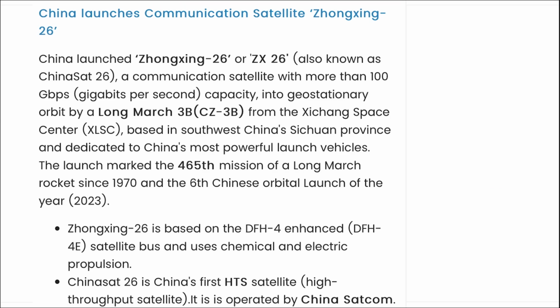First, China has launched a communication satellite, that is ChinaSat 26. It is also named Zhongxing 26 or ZX 26. It has a capacity of more than 100 gigabytes per second.